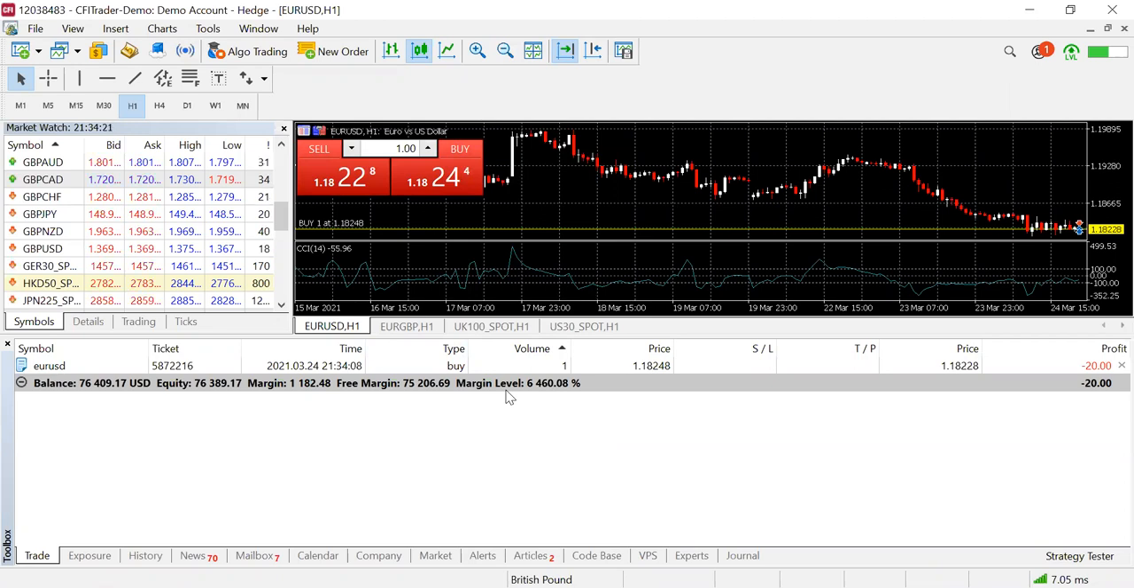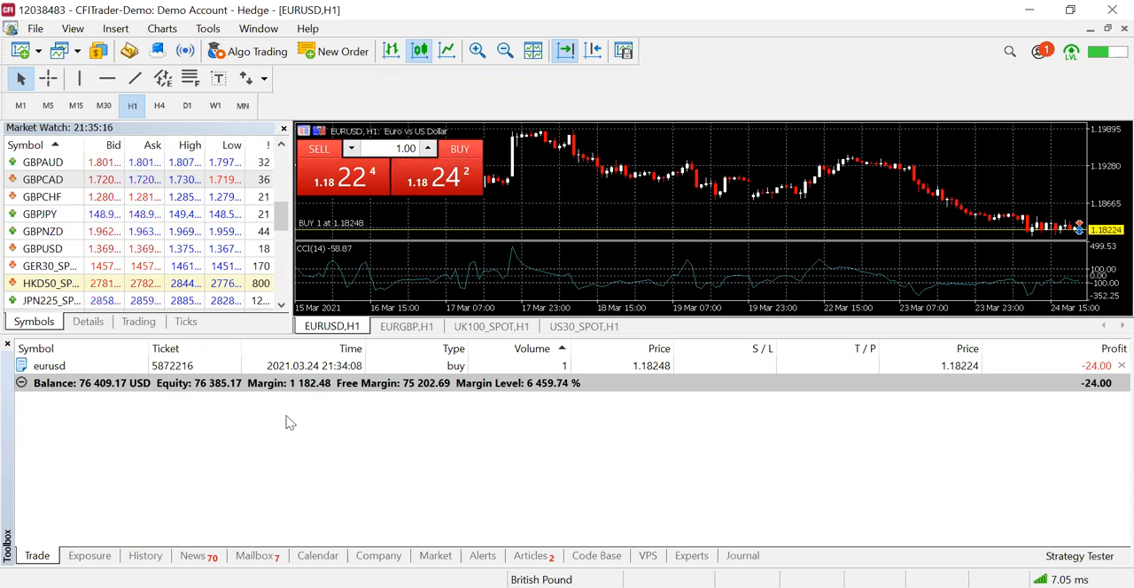Margin, in case you don't know, is basically the minimum amount required to open a position. In this example, with the euro dollar and the standard contract of 100,000 euros, the margin tells me how much money I need to put up to open that particular position. This is also based on your leverage. In this account, we have a 1 to 100 leverage. So for opening my 100,000 euros position, I only will need 1,182 dollars and 48 cents. This is in dollars, okay? My account currency is in dollars, as you can see right here.